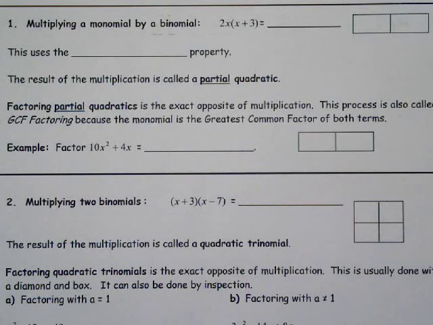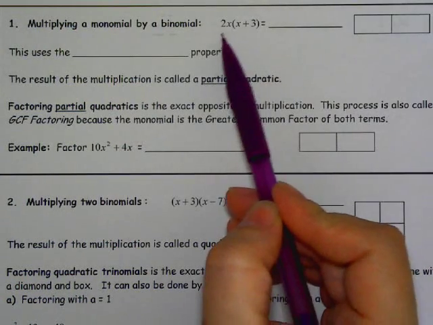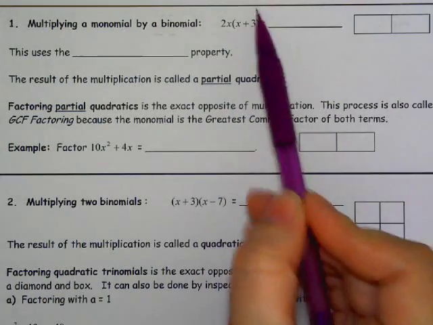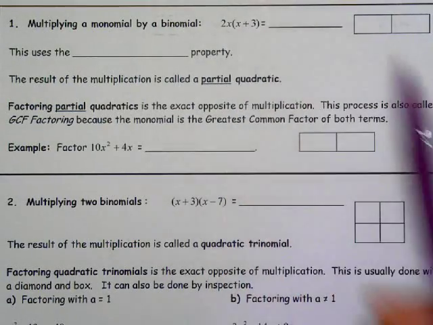Right. So, section 1.1, we are starting the new unit on parent graphs. We'll be starting with quadratics and parabolas. So we are starting with some of the basics, multiplying out and factoring. First off, a monomial, so a single term, that would be the 2x, by a binomial, x plus 3. Multiplying that out uses the distributive property.